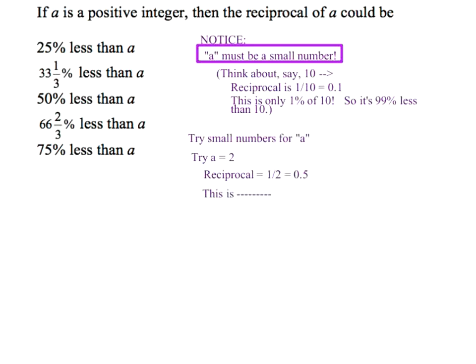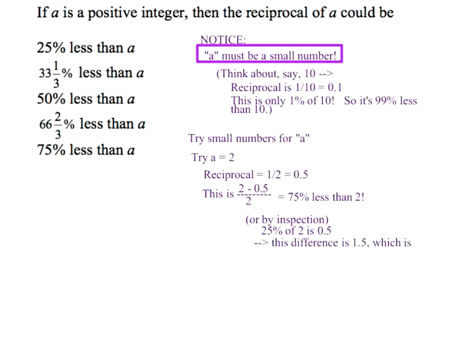You can find that using your standard way of finding those things, or you can just do it by inspection. If you have 2, then 25% of 2 is 0.5. So 75%, which is the difference here, the difference is 1.5, which is 75% of 2. Either way, picking numbers here is your friend.